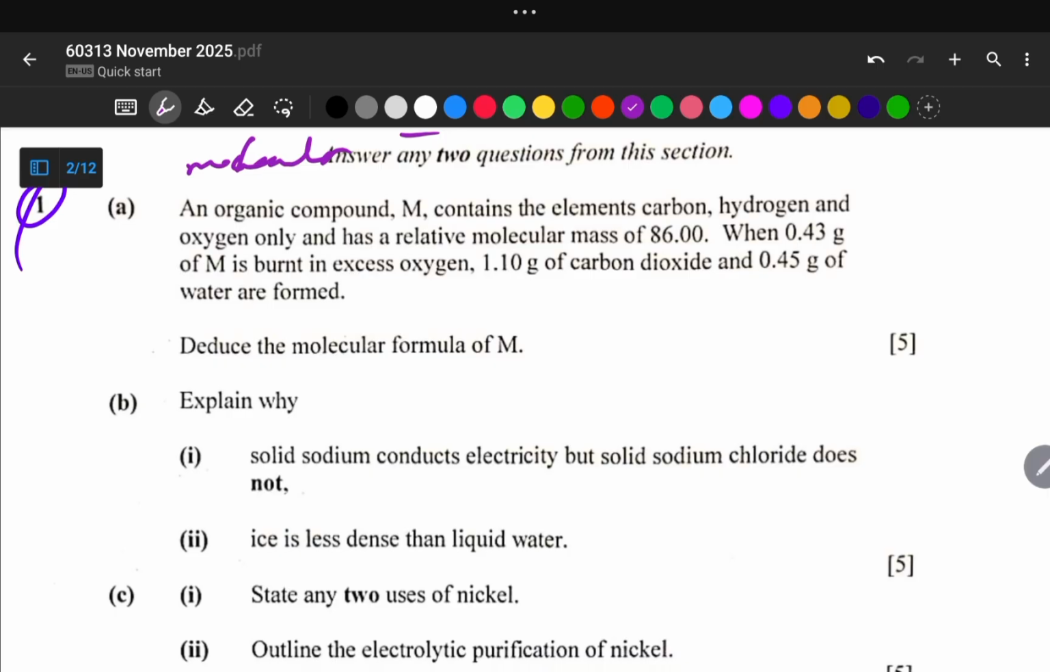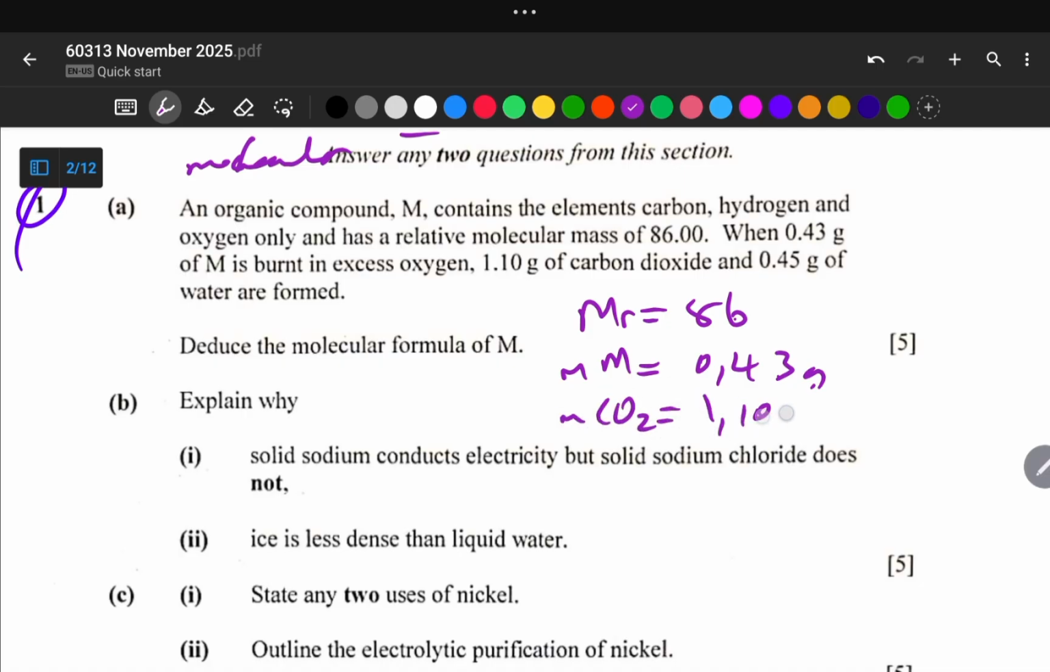So here we are given the Mr being equal to 86, and we are also given the mass of M being equal to 0.43, the mass of carbon dioxide equal to 1.10 grams, and the mass of water equal to 0.45 grams, right? So we want to deduce the molecular formula. Here we are given the relative molecular mass, so we can first start by deducing the empirical formula, and from there we can have the molecular formula, right?